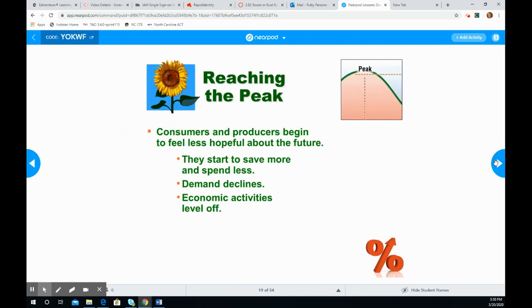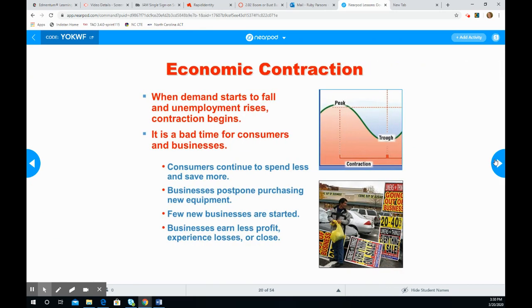When we're reaching that peak, consumers and producers begin to feel less hopeful about their future. So therefore, they start to save more money and they're spending less. So they're putting more in that savings account. The demand for products and services will start to decline, and economic activities will kind of level off. They're not climbing anymore. So all of a sudden, we fall into that economic contraction. So when demand starts to fall and unemployment rises, that contraction starts to begin. So it's starting to pull together and want to close up.